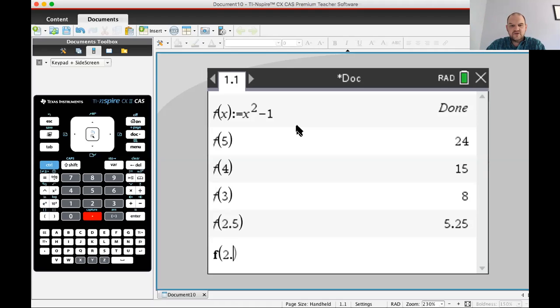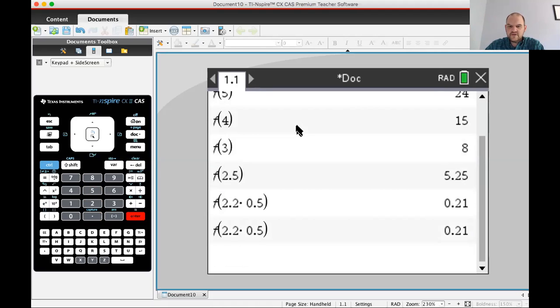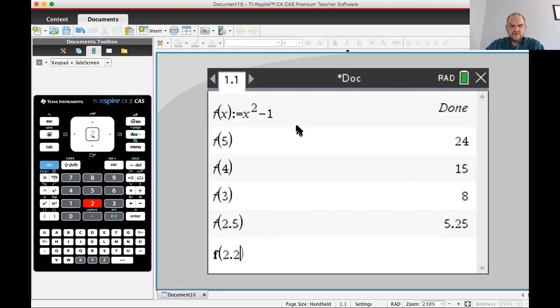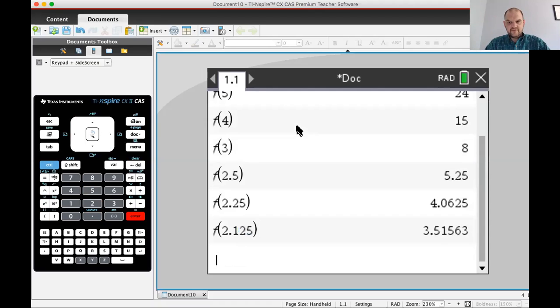So now I need f of 2.25. Oh God, what? I've never done that before. Did you see that? Somehow it interprets 2.25 as multiplication. That's crazy. All right, let's do it right. 2.25. So let's copy that: 4.0625. I put that in my table, in my notes. Now 2.125: 3.516, I guess. Let's go to 4 decimals.